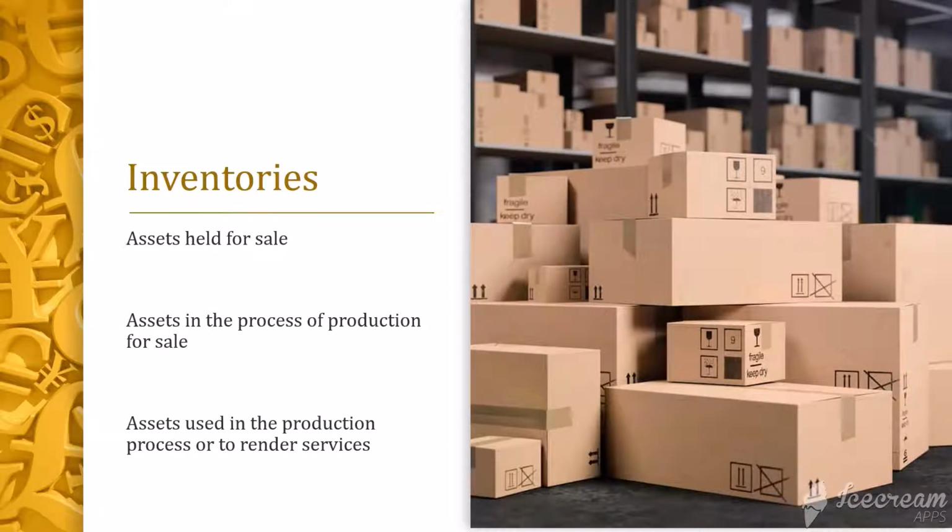A wholesaler, distributor, and retailer which resells the same goods purchased from its suppliers to other customers have only one type of inventory. The first one, commonly called the finished goods. A manufacturer has all three types of inventory. The second one is also known as work in progress, and the third one, raw materials.